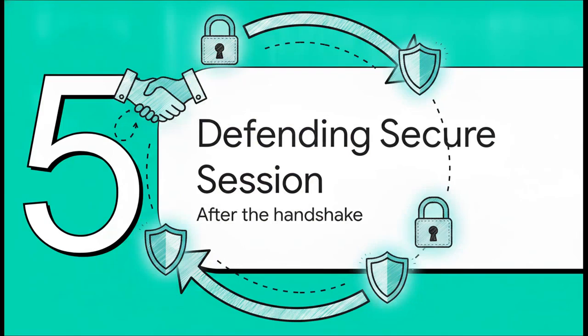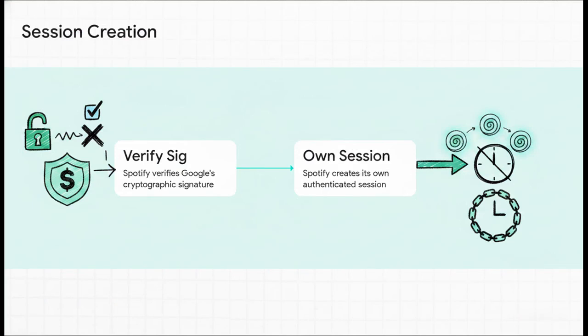Which brings us to Section 5, Defending the Secure Session. Let's see what happens after the handshake. After successfully verifying Google's cryptographic signature, Spotify drops Google out of the equation entirely and creates its own authenticated user session. This is key. Spotify doesn't have to keep asking Google every few seconds if you're still logged in. Once that initial trust is securely established, Spotify takes over completely and manages your session from that point forward.